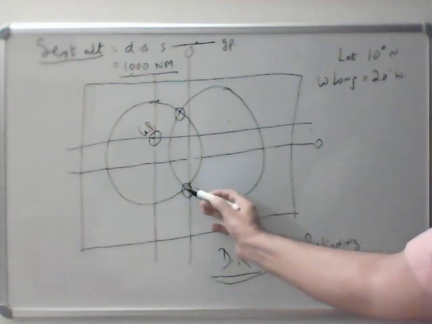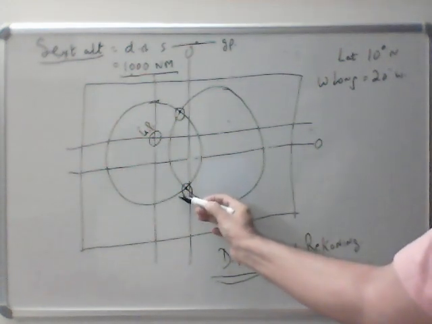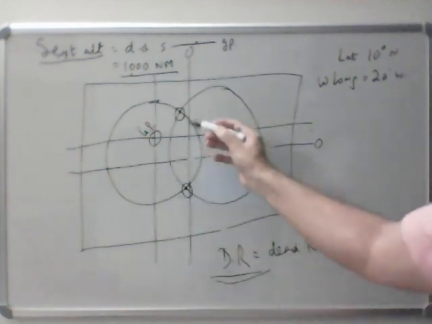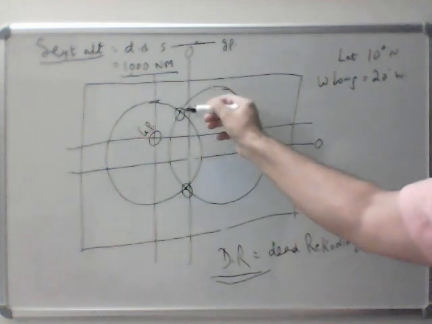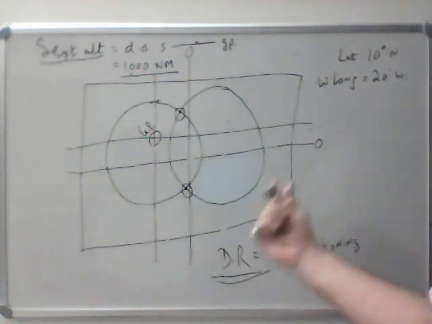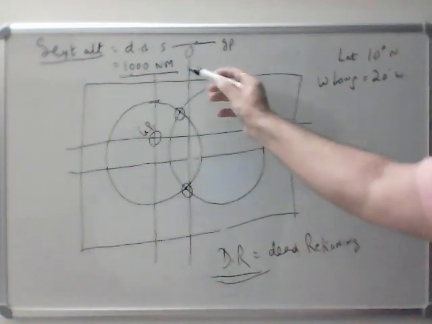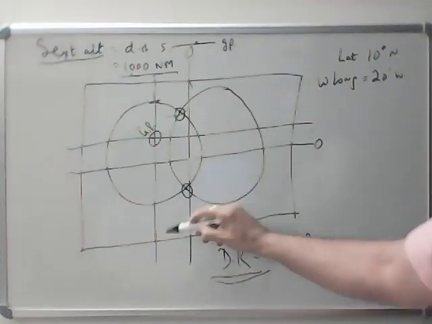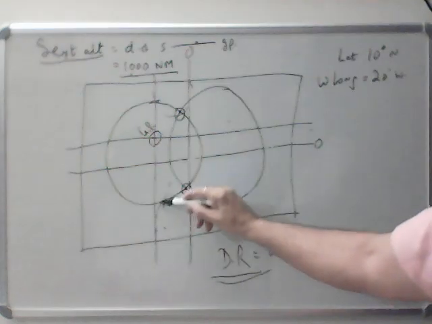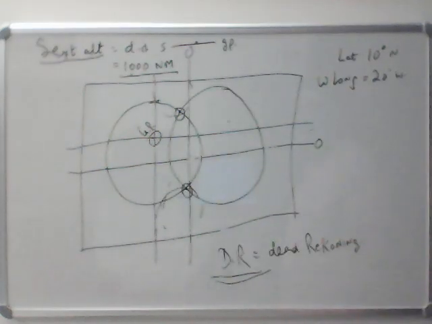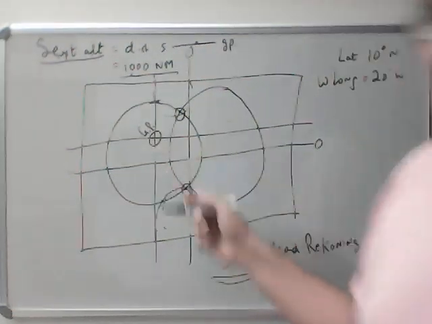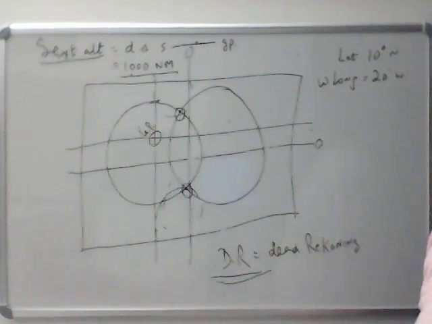So if your DR is close to this position, your DR is here, that means ship is here. This is the correct position of the ship. If your DR is close to this position, then this is the position of the ship. Or you can take a third celestial body, and if that circle passes through this point, then this is the position. So this is the basic principle of calculating the position of ship from sextant.